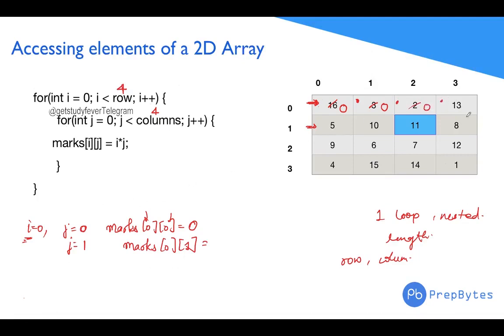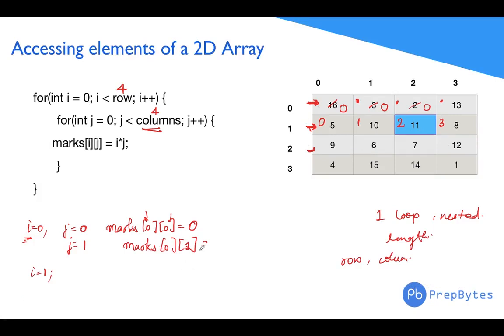Once our j becomes 4, this particular condition gets false and we come out of this loop, and now my i becomes 1. Now I am coming to this row, and I'll access all the elements of this row. We'll get the values here as 0, 1, 2 into 1, 2 and 3. So I'm going to a row, going through all the elements of that row, then coming here, going through all the elements of that row, then I'll go here for i equal to 2, and then go through all the elements of this row. So this is how we access elements of a 2D array.